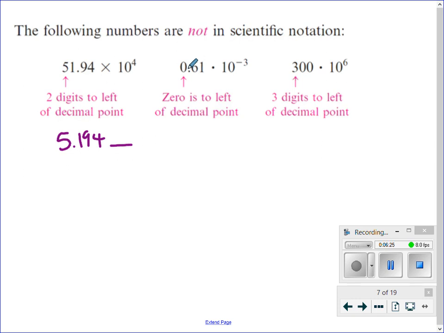We want a non-zero number left, so if it was 6.1 with something, then this would be scientific notation. The 0 there before is not. This one has 300, but if we had 3.00, this would be scientific notation. 300 is not.